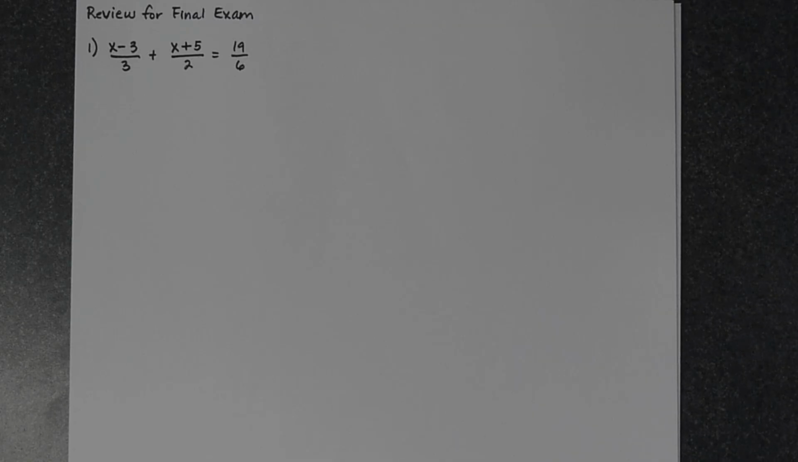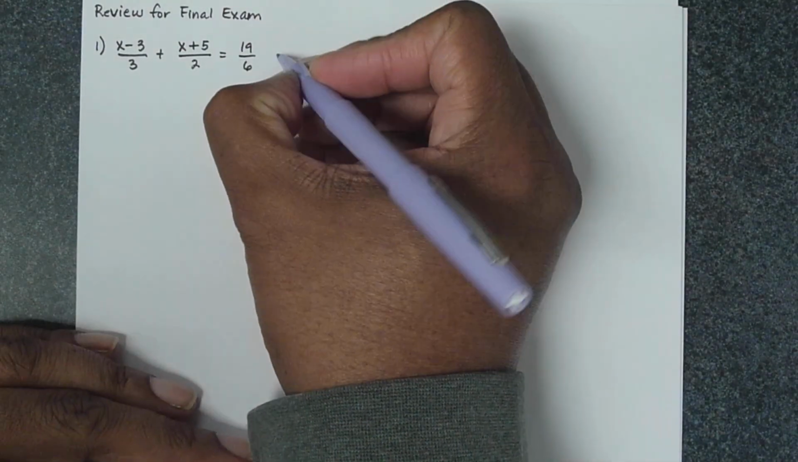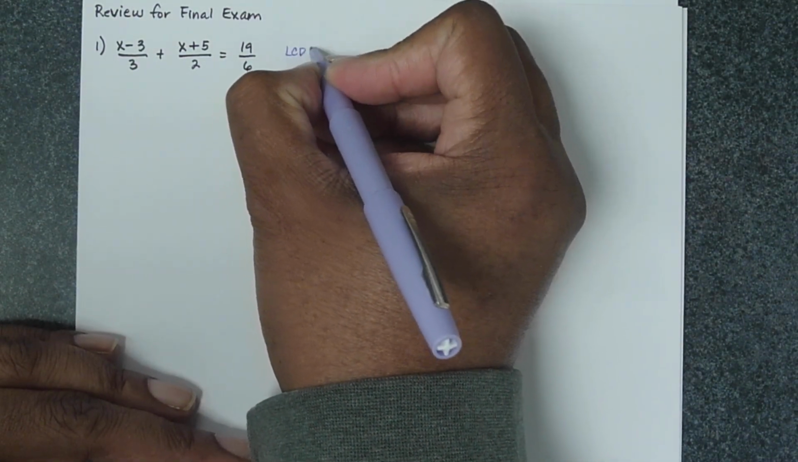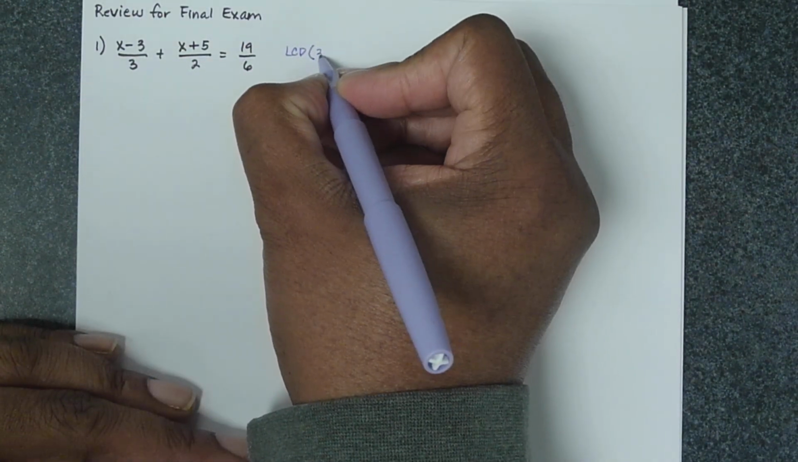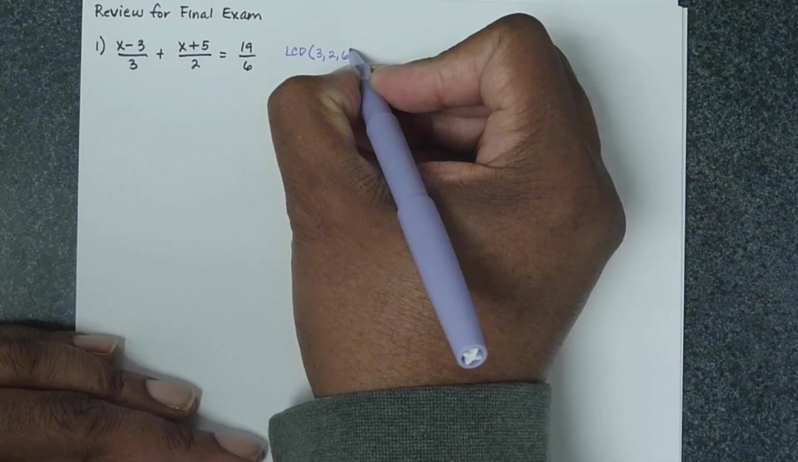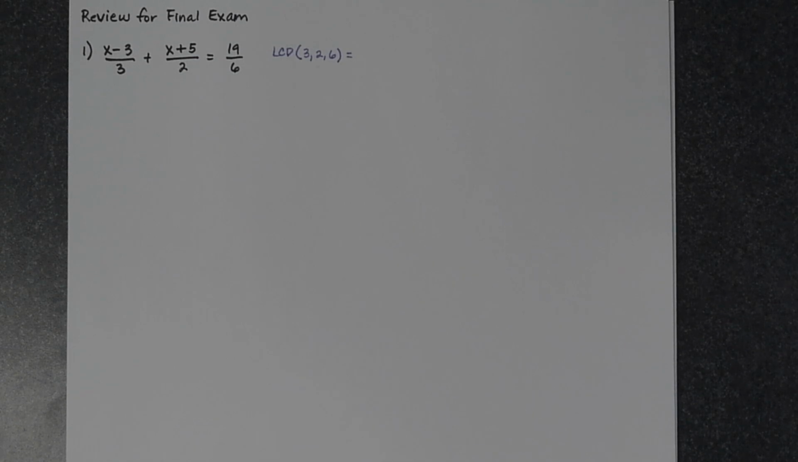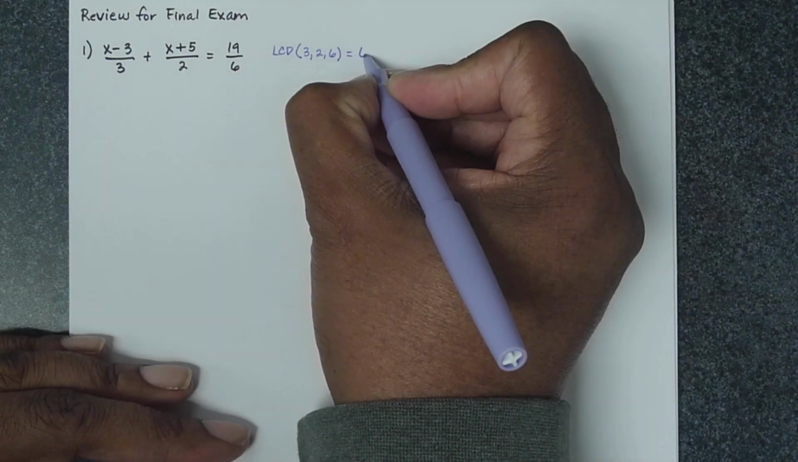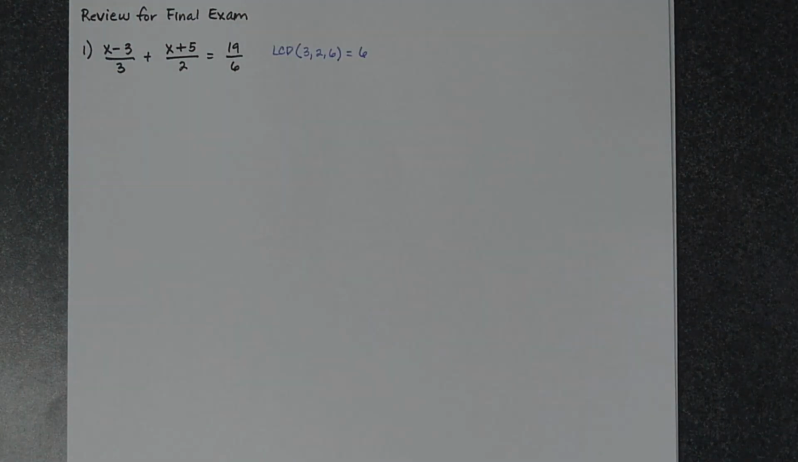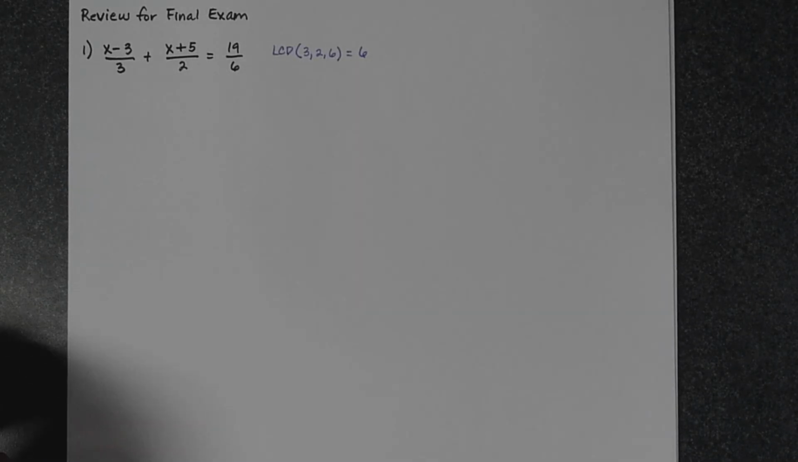Now here we have an equation that has fractions in it, so what we need to do is find the least common denominator, or in short, the LCD, of our given denominators, which are 3, 2, and 6. The least common denominator, the smallest number that's divisible by 3, 2, and 6, will have to be 6. So that means I'm going to multiply every single term in this equation by 6.